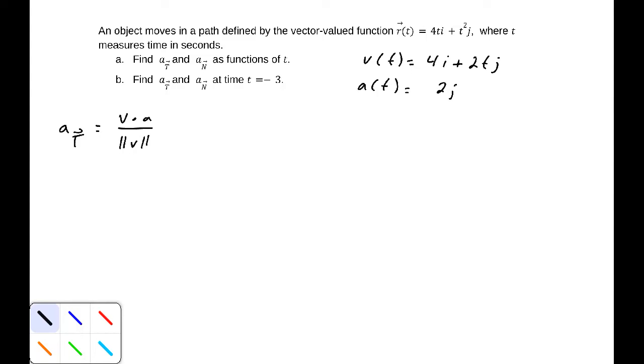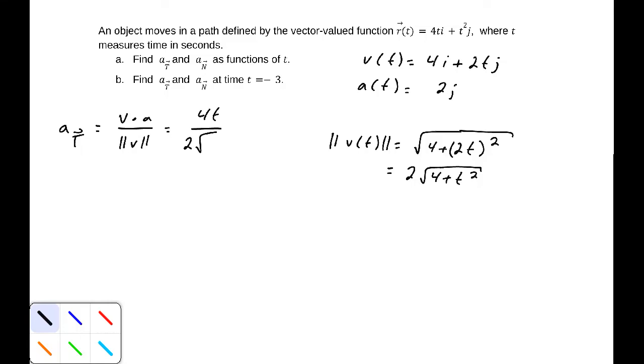All right, now to go with that, we need the magnitude of the velocity. So the magnitude of v(t) is going to be equal to the square root of 4 squared plus (2t) squared. It's actually our speed, right? That would be equal to 2 square root of 4 + t². Now, fitting this into our equation, v dotted with a is going to be equal to 4t, so that's our numerator, divided by 2 square root of 4 + t². That would simplify so that our tangential component is 2t over the square root of 4 + t².